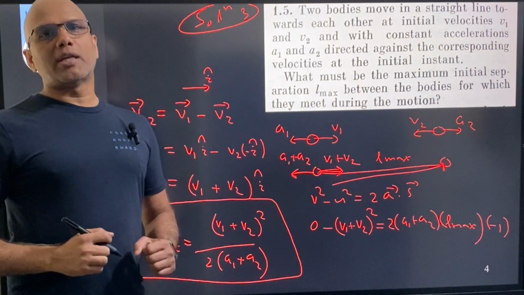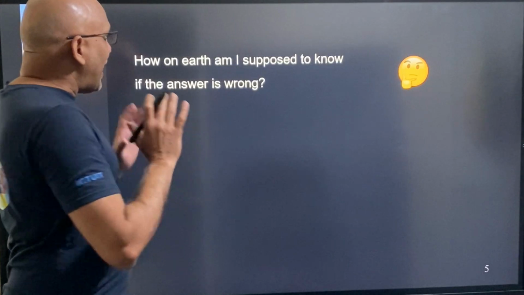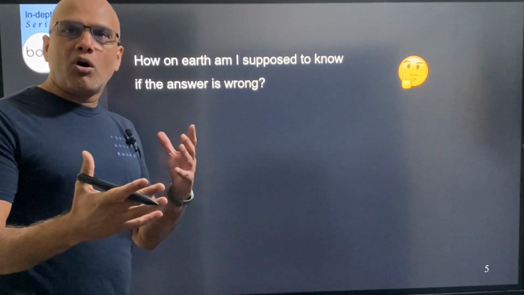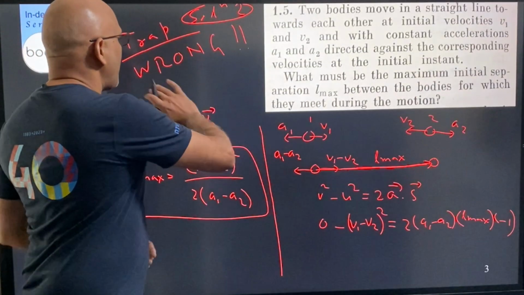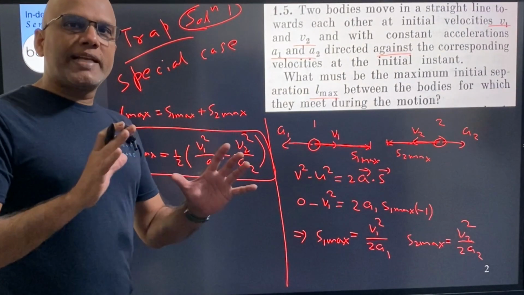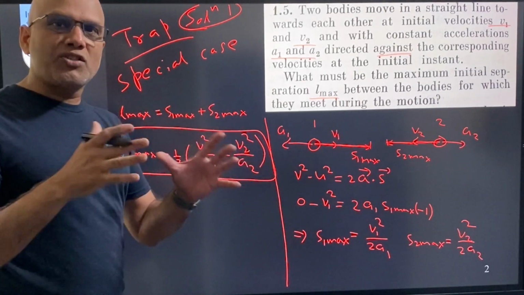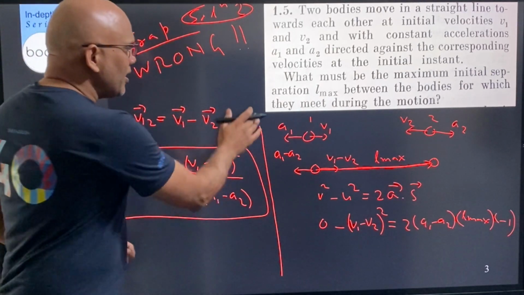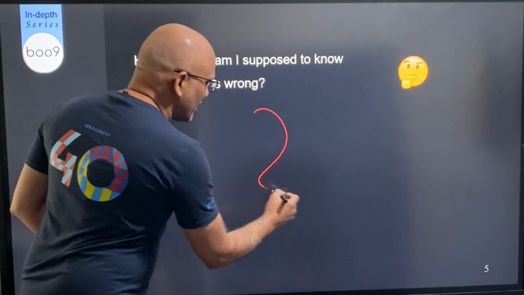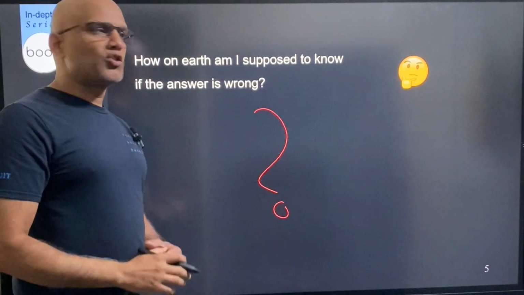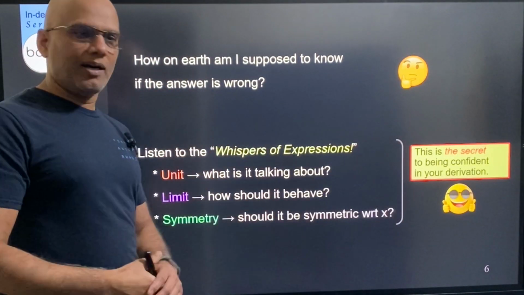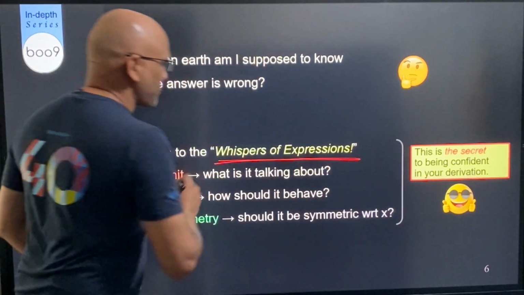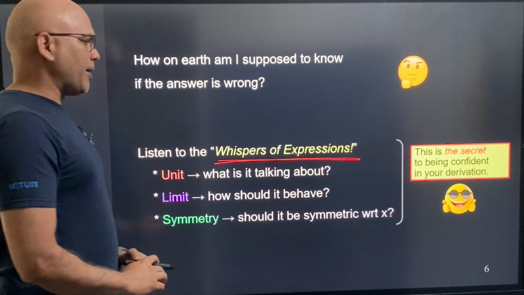So here is a $1 million question. How on earth am I supposed to know that the answer that I got previously is wrong or right? Because during the exam, when you are working under time pressure, it is not very uncommon to fall into this trap or this trap. So how on earth am I supposed to know that the answer is wrong? Of course, I have an answer for that, and that is: listen to the whisper of expressions. This is very, very important.